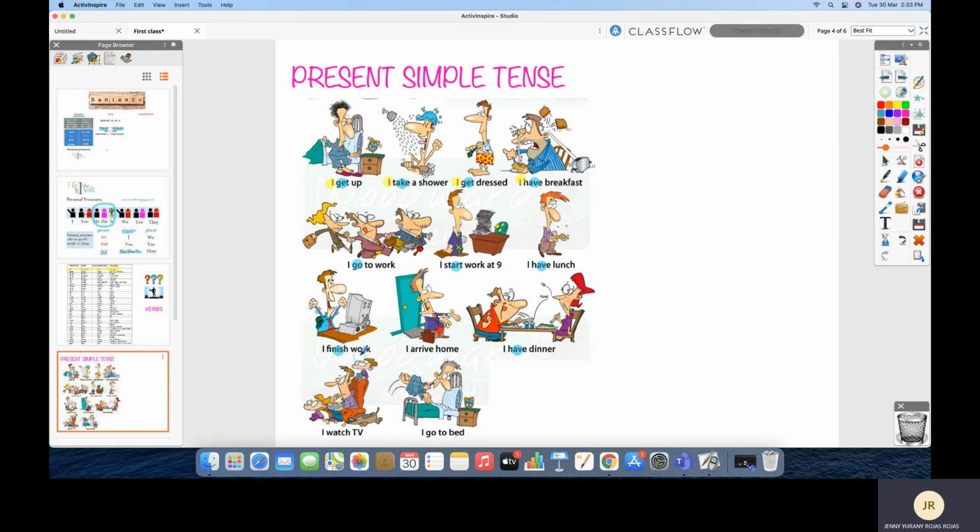I finish work, entonces termino mi trabajo. I arrive home, llego a casa, yo llego a casa. I have dinner, que ya sabemos bien qué significa. I watch TV, yo veo televisión. I go to bed, yo me acuesto. Entonces, esto es una pequeña muestra de cómo podemos utilizar el presente simple para hablar de lo que hacemos diariamente, para cosas reales que siempre son verdaderas.